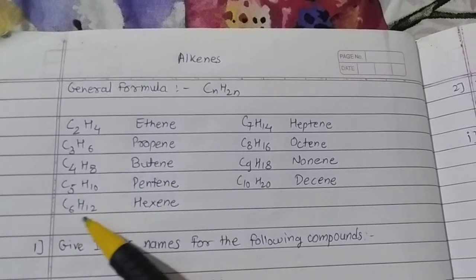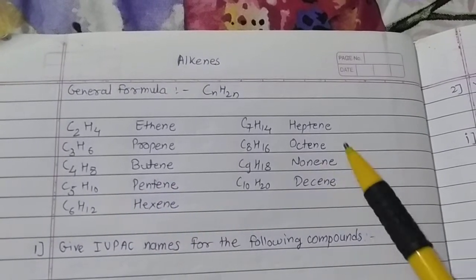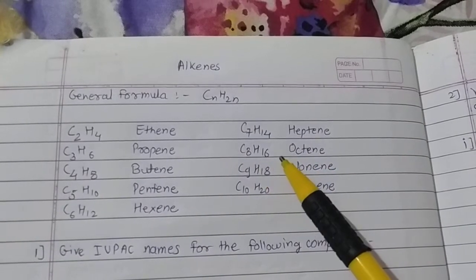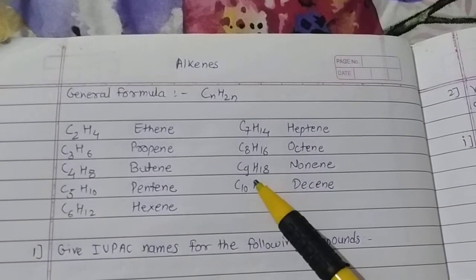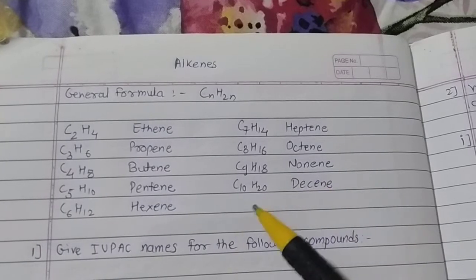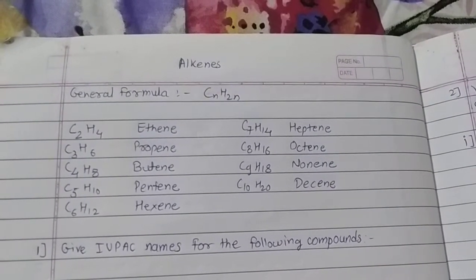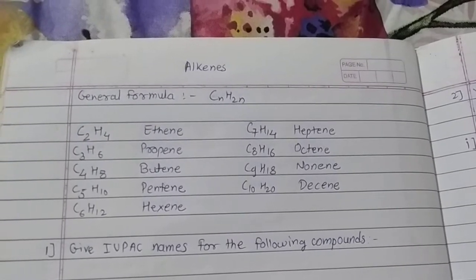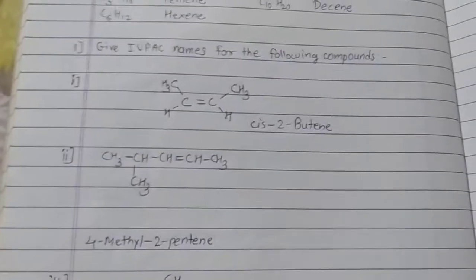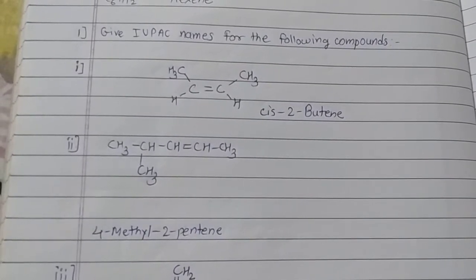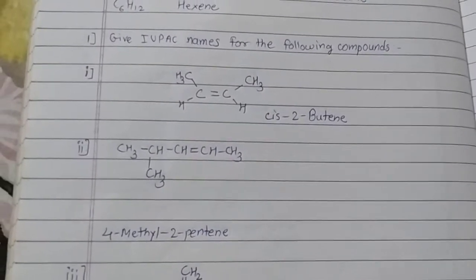C5H10 for pentene, C6H12 hexene, heptene C7H14, octene C8H16, nonene C9H18, and decene C10H20. So general formula of alkene is CnH2n. And now we'll see some examples. So give IUPAC name for the following compounds.